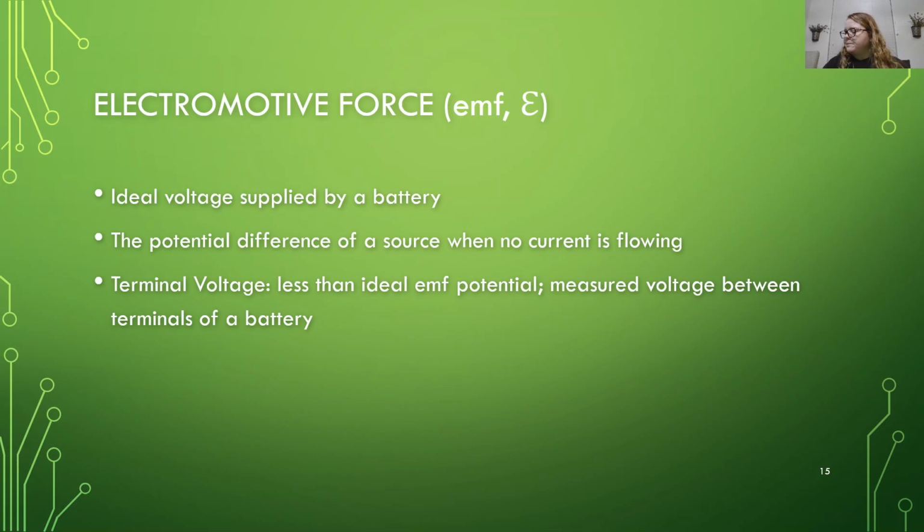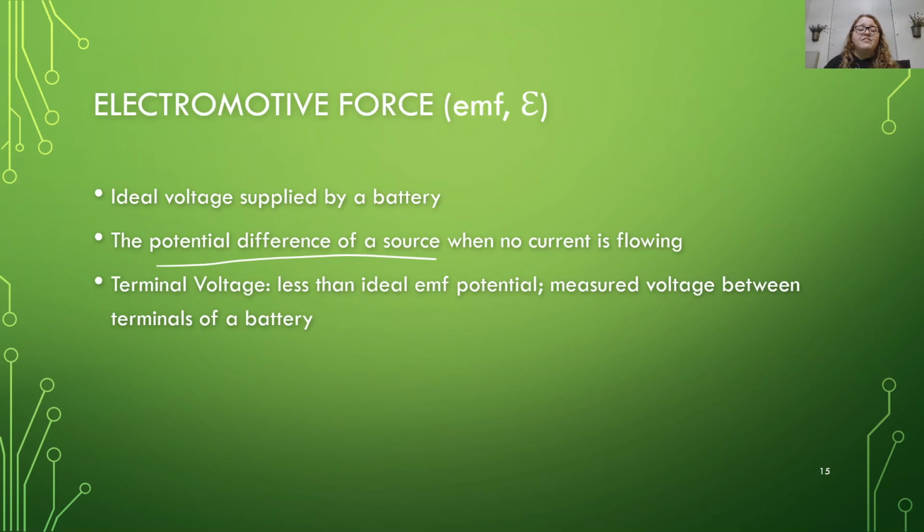So I'll quickly talk about this, but I'm going to be real brief with it. There's something called electromotive force. It's not really a force at all, but we still use it. It's actually the ideal voltage supplied by a battery. So what we've been looking at is really the ideal voltage. So if we have a 12-volt battery, that is the ideal voltage, okay? And it's actually just the potential difference of a source when no current is flowing, okay?